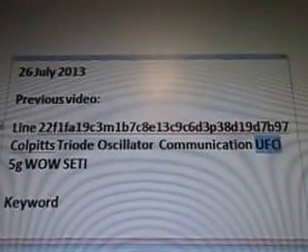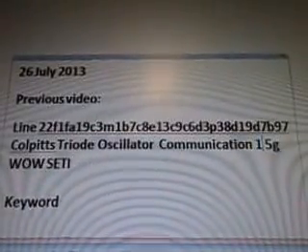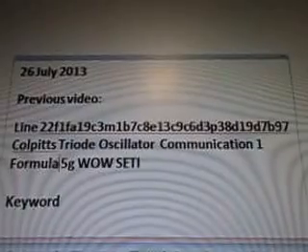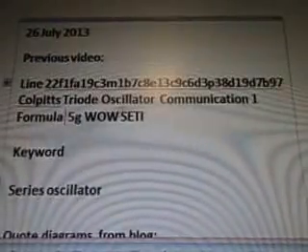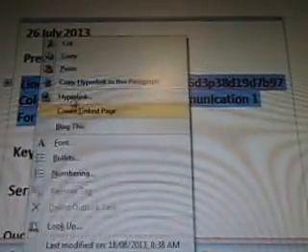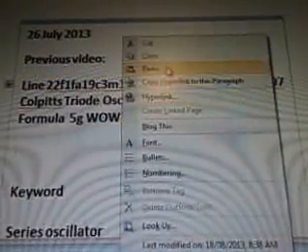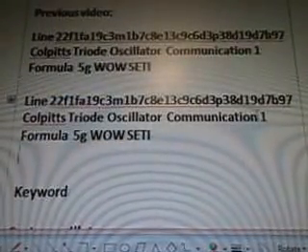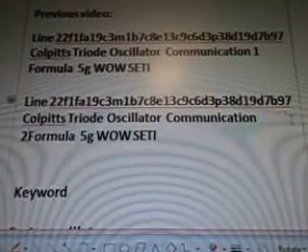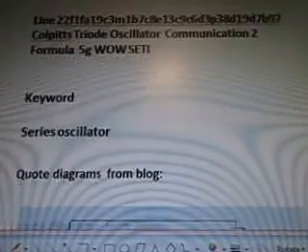UFO, and I've got to change this. Okay, so this is number 1 formula, and then we had number 2 formula. So I just have to change this real quick because you have to watch both, because they're both together. And I just changed it a bit in the other thing. Okay, that takes care of that.